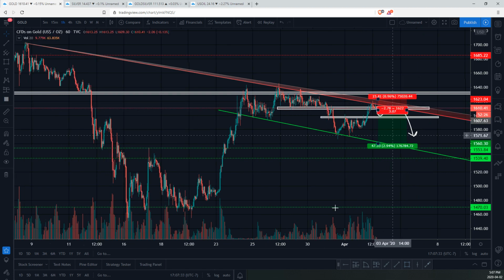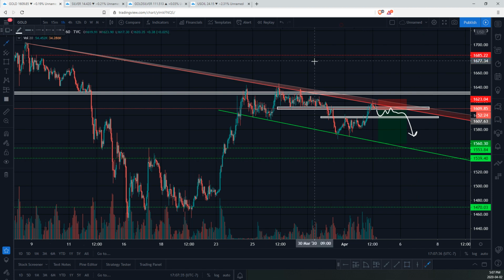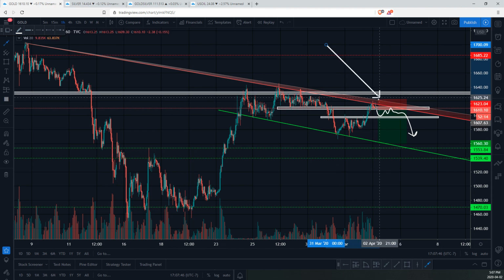And then we might test this zone yet again as a descending zone right here. So we got test, test, test. We might get one more. See, kind of like here, we got our first test of this zone, and then we got a second test, and then we made it to the downside. Same thing here. This is our first test. We're going to look for that double confirmation after we break.